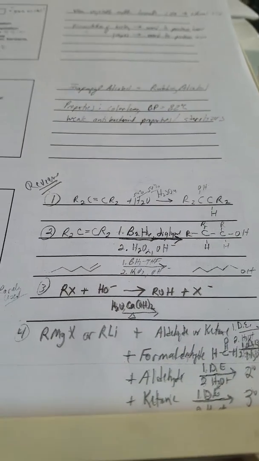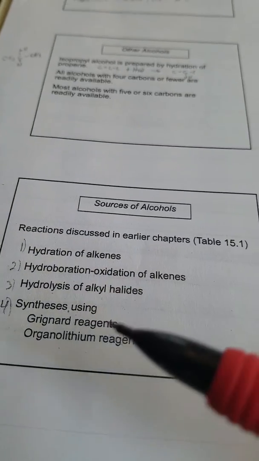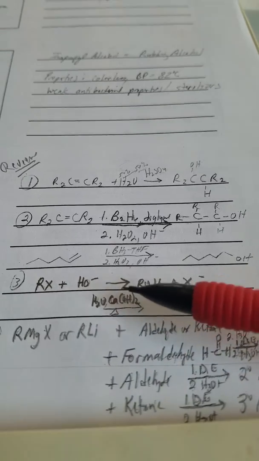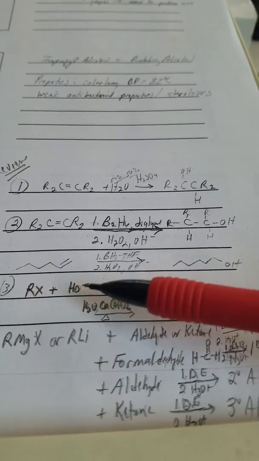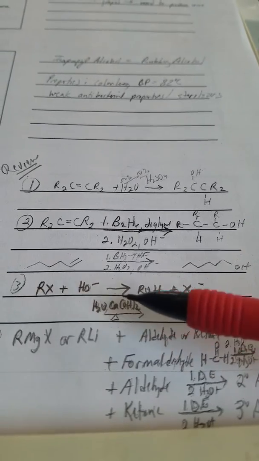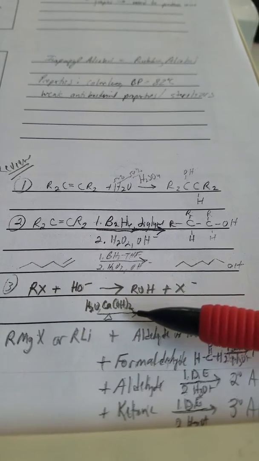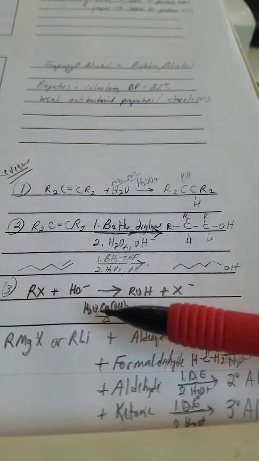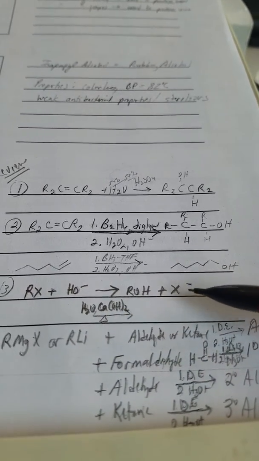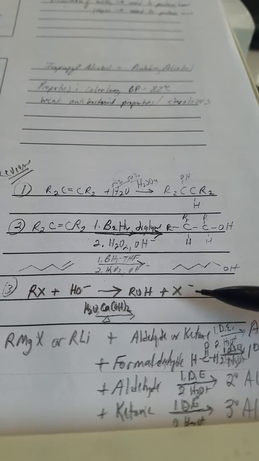Now the third one is the one we really haven't looked at. It's the hydrolysis of alkyl halide. If you're looking at this one, you're going to use some kind of a hydroxide group. So in this example, we have a calcium hydroxide, water, and you're going to form your alcohol with your halide ion here.